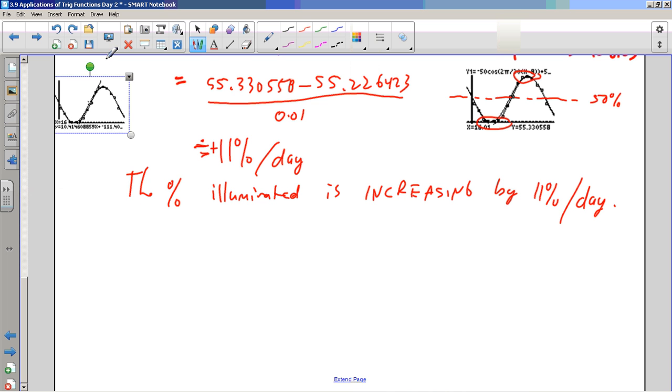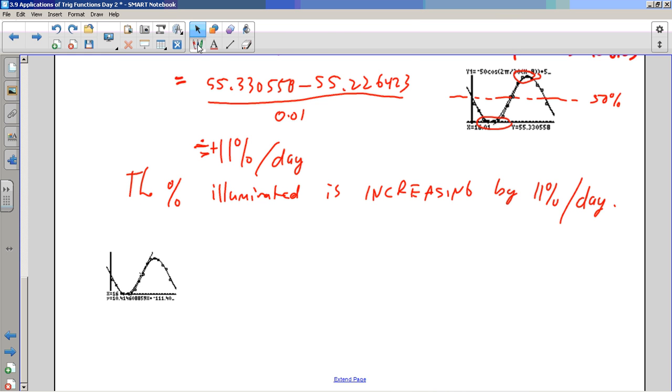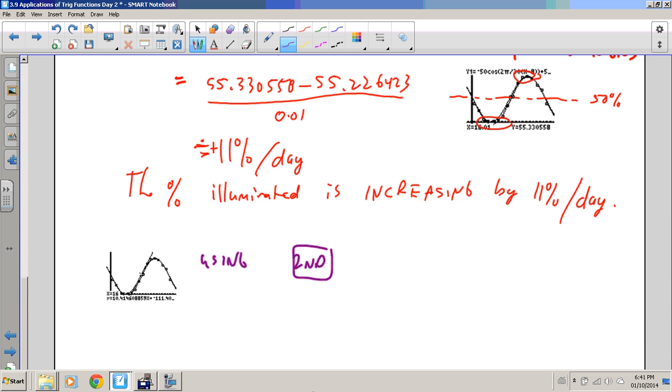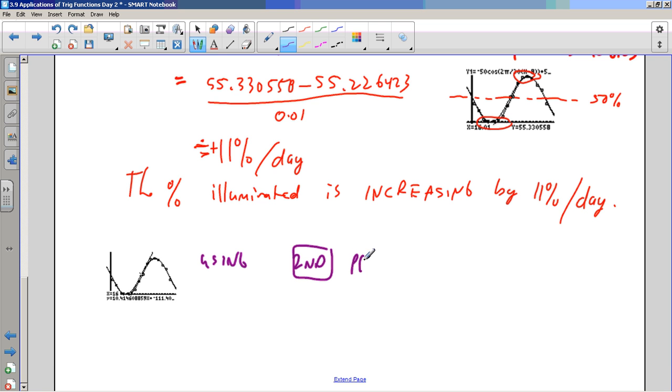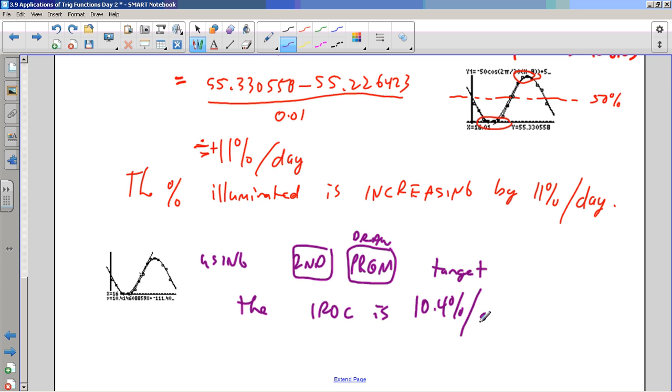Edit, paste. Using second, what was it again? Second program, which is the draw menu. Program, draw, and then tangent. The IROC is 10.4% per day on day 16. And I should have said that up here on day 16 as well.